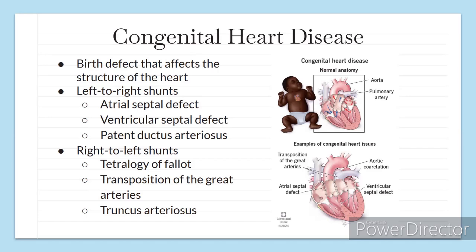In right to left shunts, deoxygenated blood bypasses the lungs and is pumped directly into systemic circulation, resulting in cyanosis, which is a bluish discoloration of the skin due to lack of oxygen in the blood. There are three common types of right to left shunts: tetralogy of Fallot, transposition of the great arteries, and truncus arteriosus. Tetralogy of Fallot occurs when there are four key abnormalities.